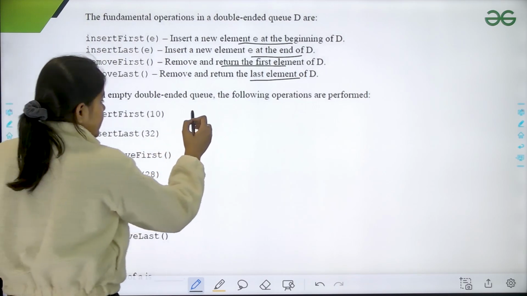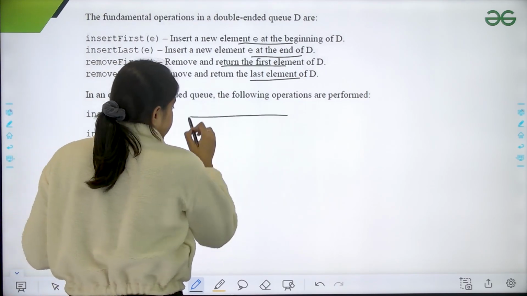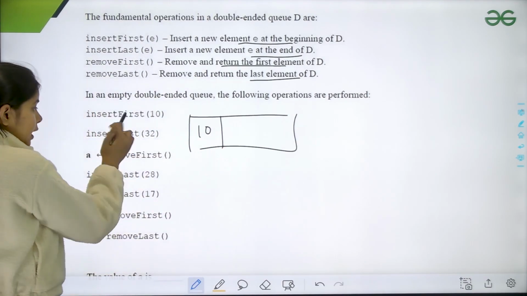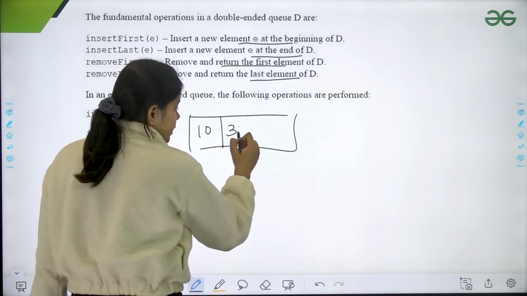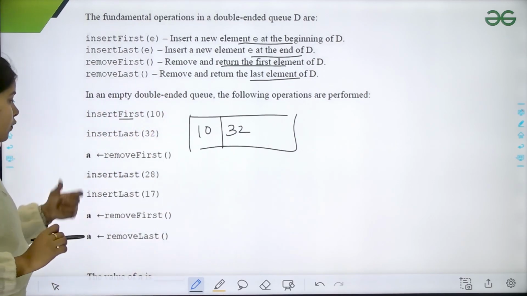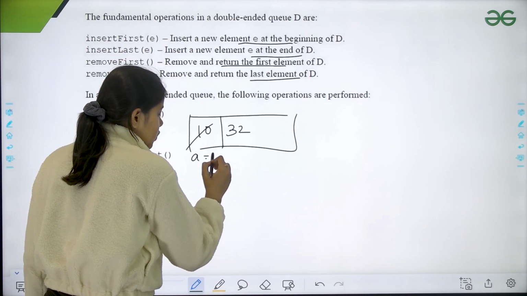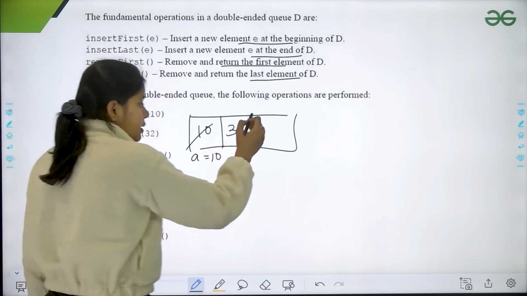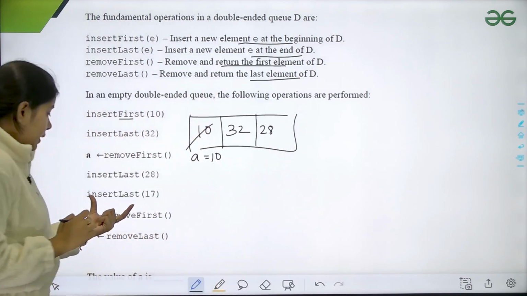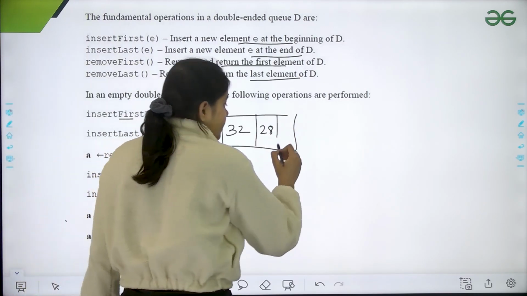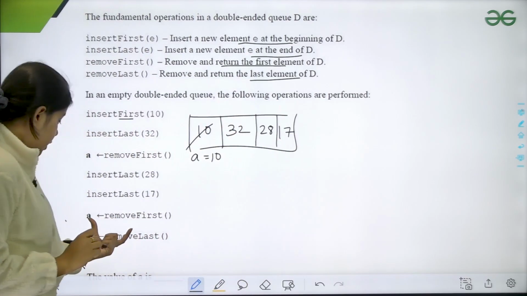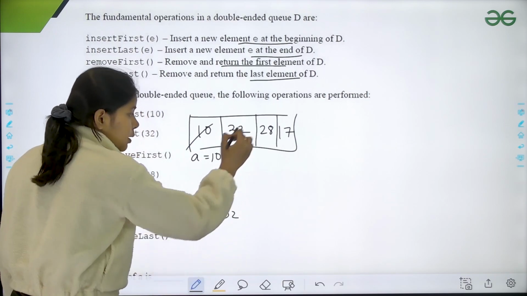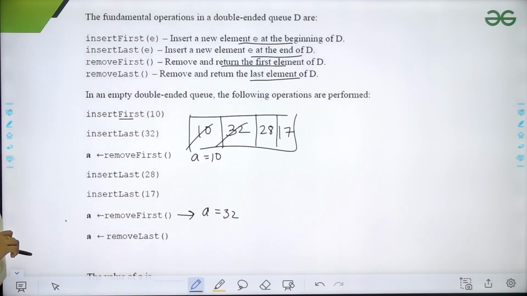Okay, so they are saying insert first 10. So first, let's say we have an array. I'll insert 10, then insert last: from the back end we insert 32. Remove first. If I remove first, now at this position A would become 10, right? Next is insert last 28, so I'll insert 28. Next is insert last 17, so I'll insert 17 here. Then remove first. Now in this case A would become 32, because remove first removes that element and returns it.